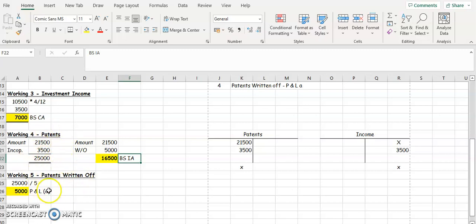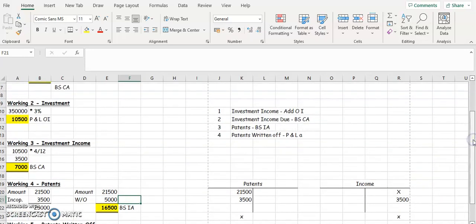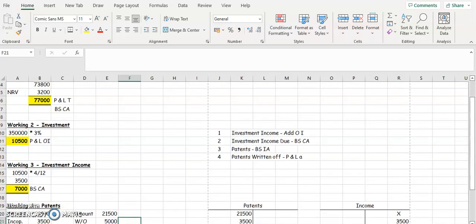Then we need to write off our patents. So each year we need to reduce our patents. So if our patents were 25,000, and each year we have it written off over a 5-year period, each year we're going to reduce it by 5,000. So 5,000 is the expense for this year. That goes into the profit and loss as part of your administration. And then don't forget to reduce your patents by 5,000. So our patents at the end of this year are going to be worth 16,500. That's your balance sheet as an intangible asset. So that's how you do adjustment 2. The investment income was incorporated in your patents.